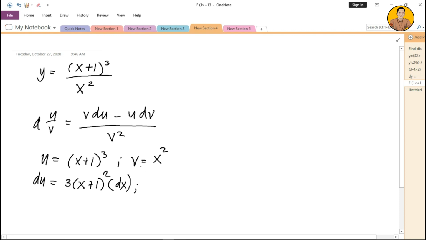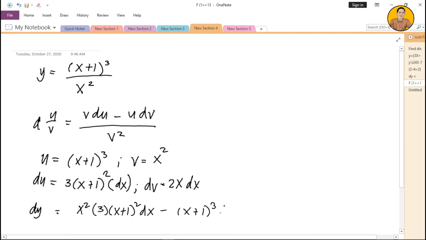Okay? Then here, the derivative of v, again, you use the power rule. So this becomes 2x differential of x. Now, next we will do, guys, is substitute this into our formula. So the differential of y equals, so this is v. Our v is x squared times du. The differential of u is this: 3 times the quantity x plus 1 squared, differential of x, minus our u. Just copy that. You have here the quantity x plus 1 cubed, then the differential of v is 2x differential of x.